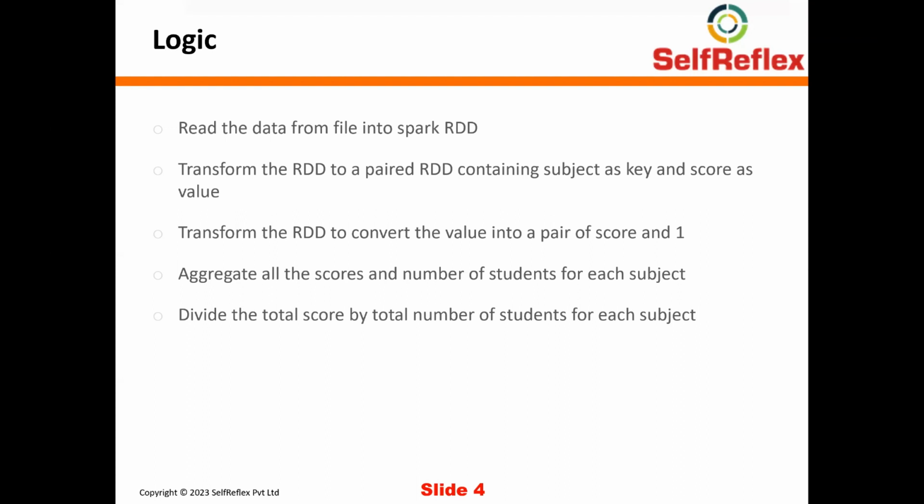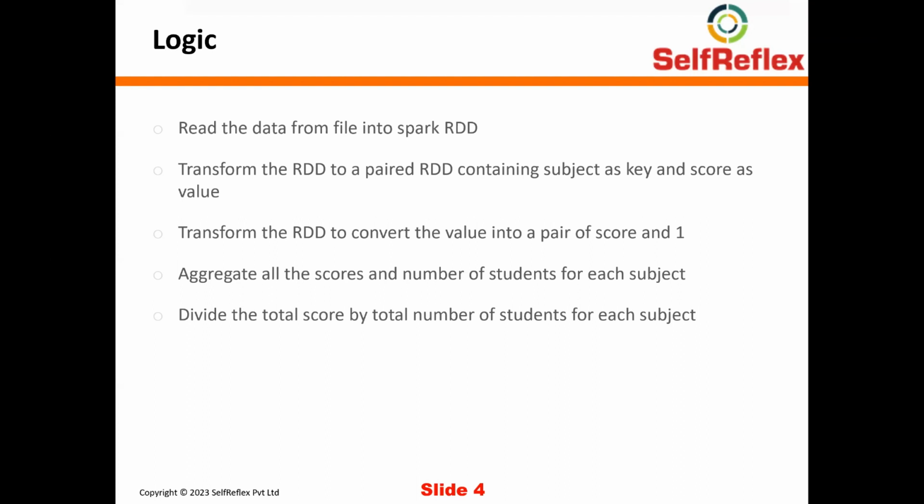So for example, if you add all the scores, you get the total score. And if you add all the ones in the value part, then you'll get the total number of students for which you have those total scores, right? So you should be able to divide that total score by the total number of students. When we look at the code, you will understand it better.